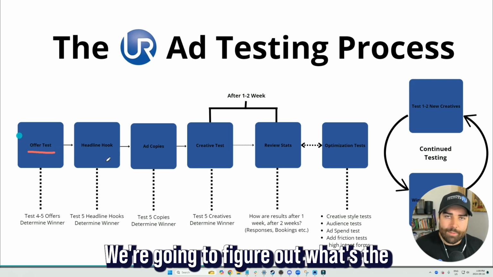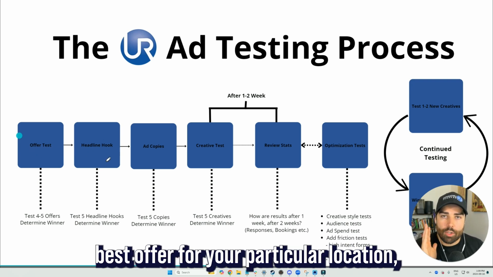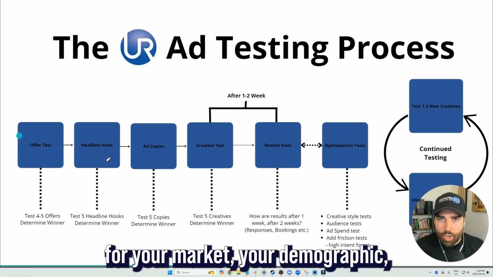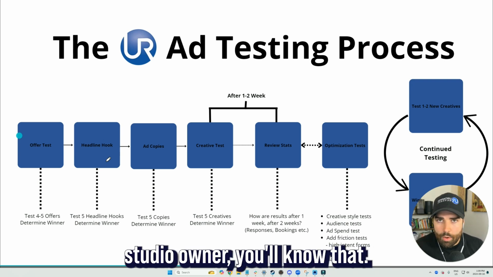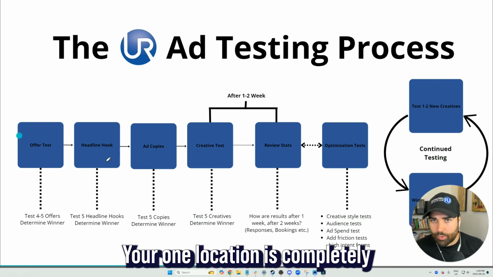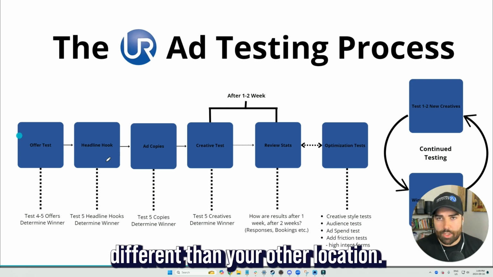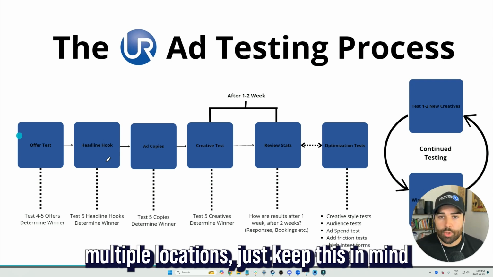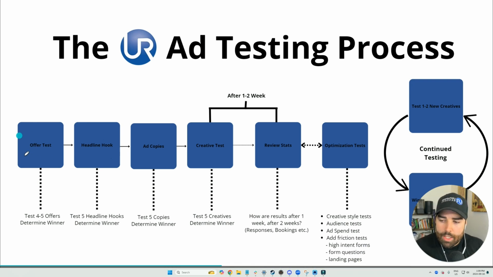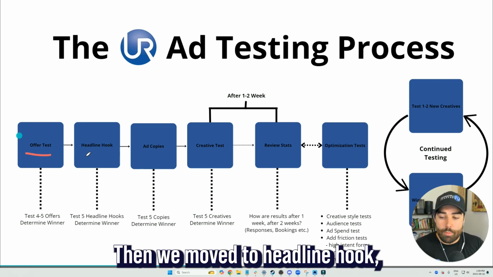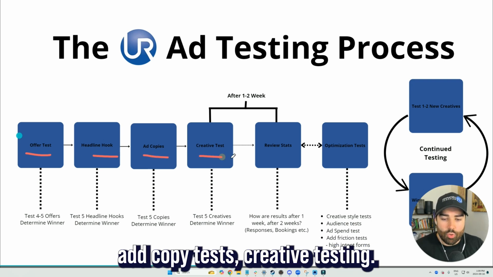We're going to figure out what's the best offer for your particular location, for your market, your demographic, because it is completely different. If you're a multi-location studio owner, you'll know that one location is completely different from your other location. And for those of you who don't have multiple locations, just keep this in mind: every single location is completely different in terms of how you market it. Offer testing is number 1. Then we move to headline hook, ad copy tests, and creative testing.